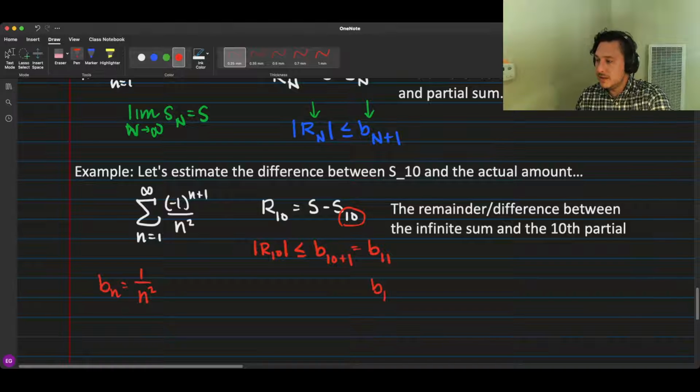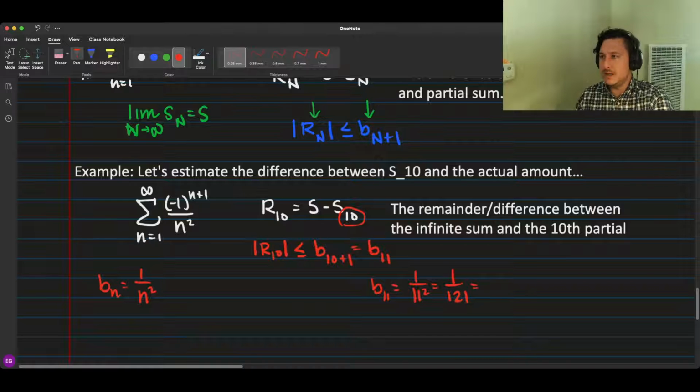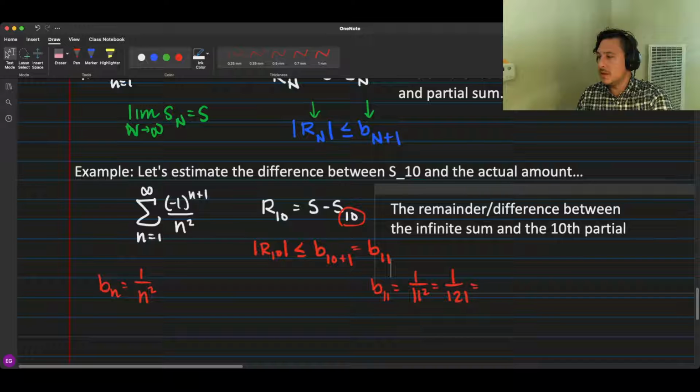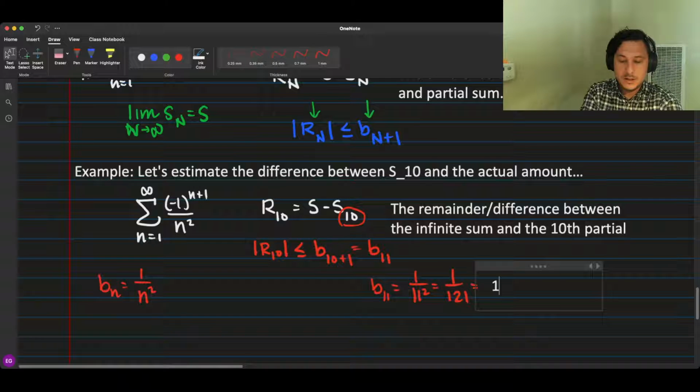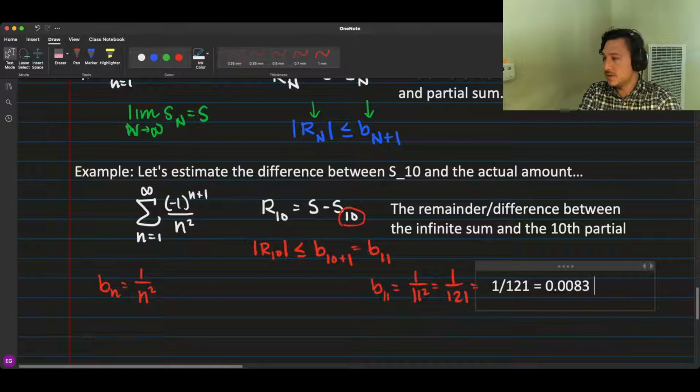So what is B11? B11 is 1 over 11 squared, which is 1 over 121, which if you calculate it is, let's find out... There we go. 1 over 121 equals that number.